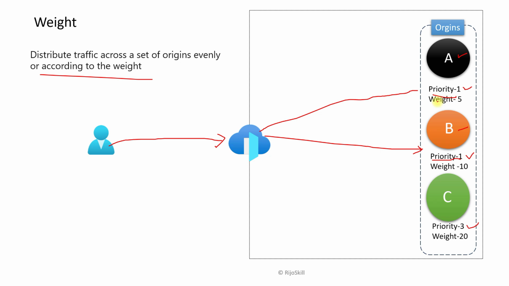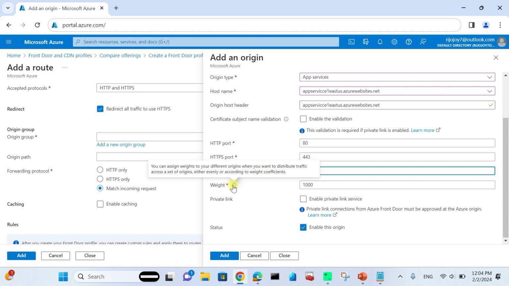Next step, traffic will check your weight. Which one is the highest weight? You can see B is the highest weight, and weight 5 is the second weight. So what happens when the traffic reaches Azure Front Door? They will use round robin technology. Then the traffic will be distributed according to the weight, 10 to 5. So they will check the weight, and you want to distribute the traffic across the origins either evenly or according to the weight count.